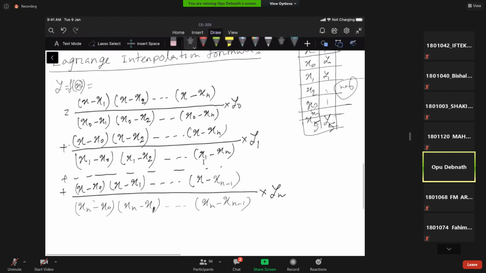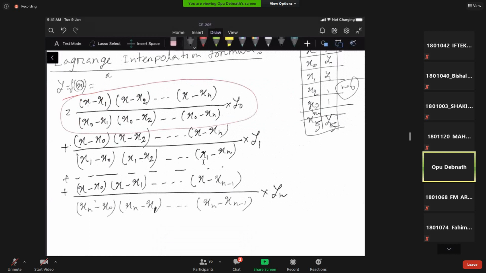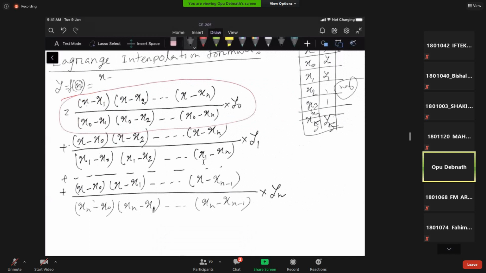While writing this equation, there is also a harmony. For the first term, how will you memorize this? This will be for y0; the first one is multiplied by y0. In the upper portion, x minus x0, x is always common. You had a series in previous problems also. The series is x minus x0 multiplied by x minus x1 multiplied by x minus x2, up to x minus xn.